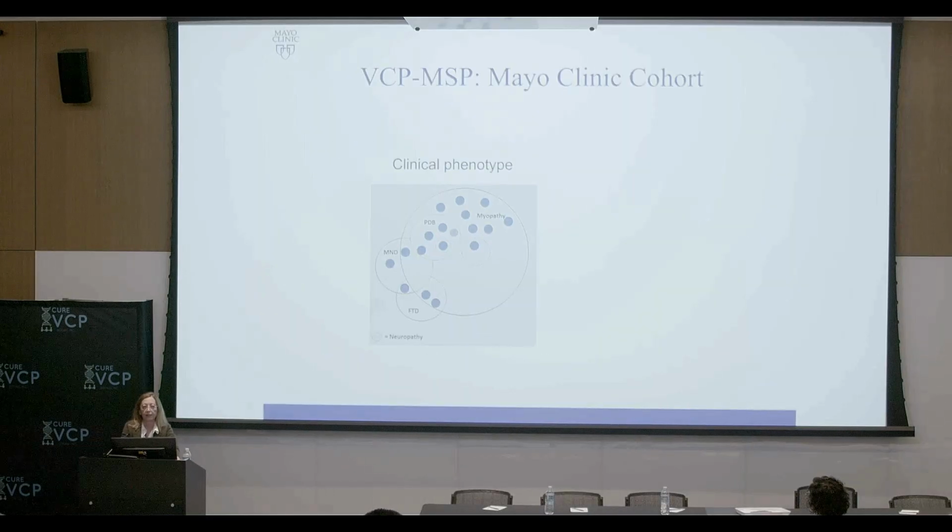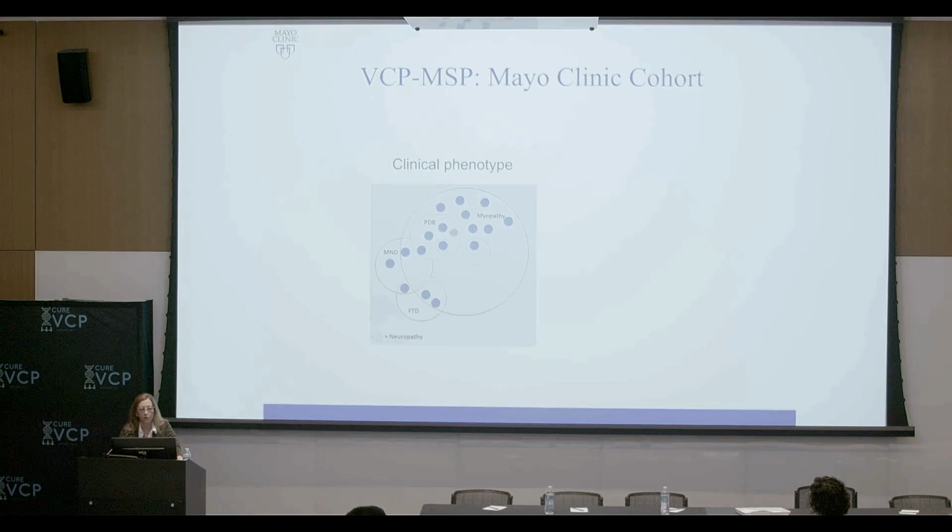Now, when we look at our patients with VCP multisystem proteinopathy, most of them, in agreement with the published data, had inclusion body myopathy. About a third of them had Paget disease of the bone, and 2 had a coexisting axonal length-dependent peripheral neuropathy.